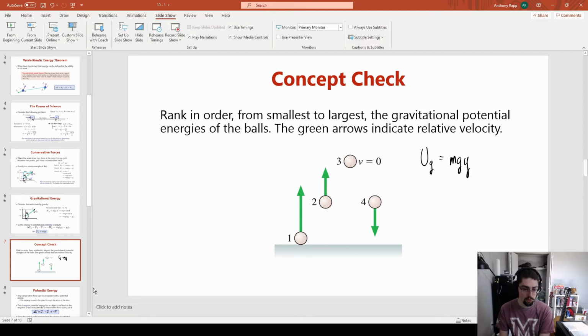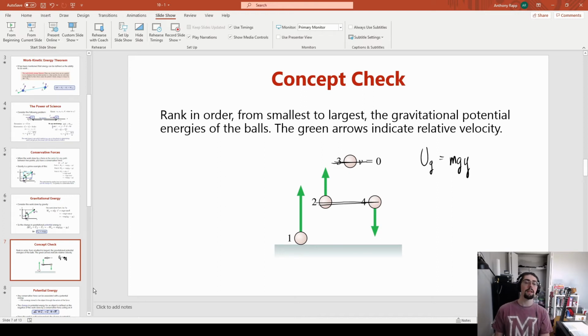And this is 10-1. No, there's no sense of velocity here. So 3 clearly is the highest. 2 and 4 are both at the exact same level. They share the same potential energy. 1 is on the ground. 1 has the lowest potential energy of all 4 of them.